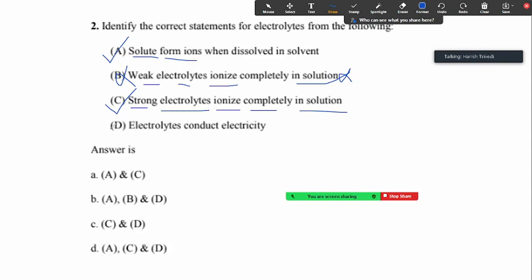And the last is electrolytes conduct electricity. So yes, electrolytes can conduct electricity. Why is it so? Suppose it is copper sulfate. Let me write. Suppose it is copper sulfate, it will give you Cu 2+ ion and SO4 2- ion. And suppose you are taking one cell.